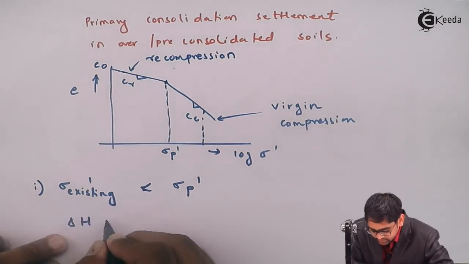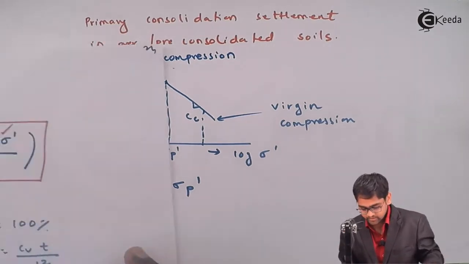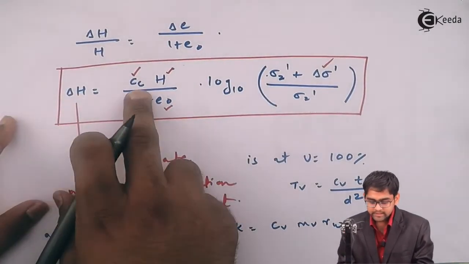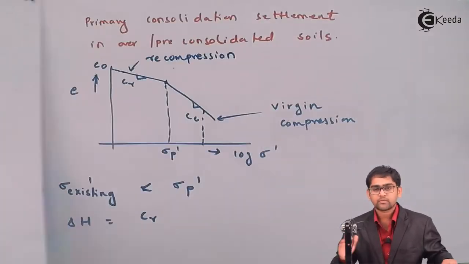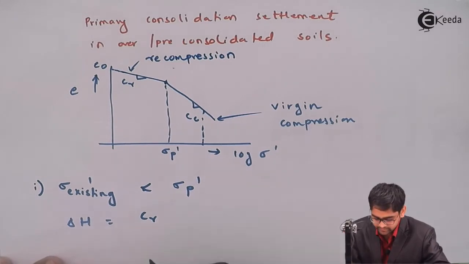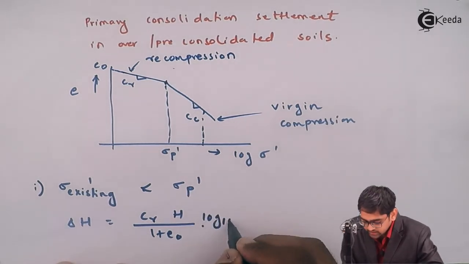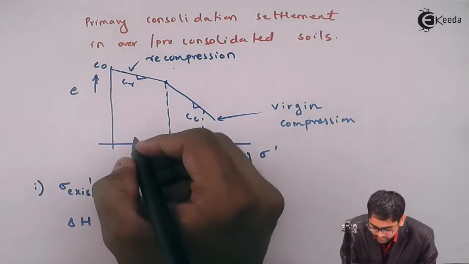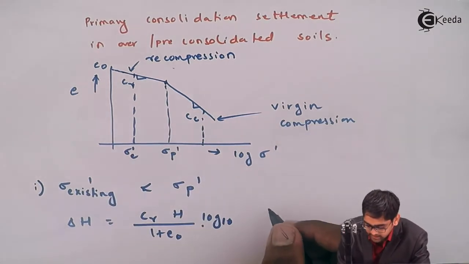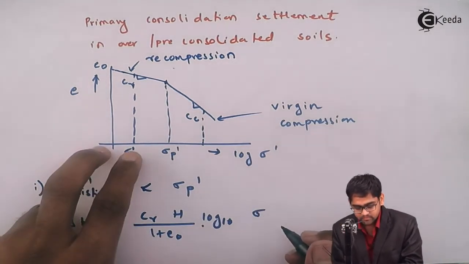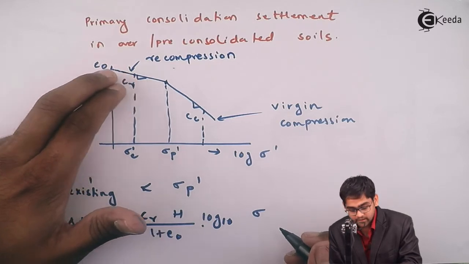Then the settlement will be equal to, just replace Cc with Cr in the previous equation. Cc is the compression index experienced by the normally consolidated soil, which means the virgin compression; that is applicable for the virgin compression part of the e-log p curve. So this is Cr into H divided by 1 plus e naught into log to the base 10. The same way, if you have this particular existing pressure sigma e dash, this becomes like sigma p dash, because it's changing from e naught to this particular value.